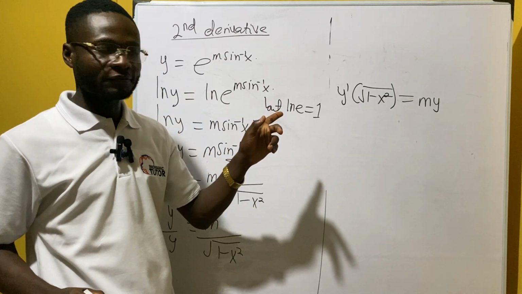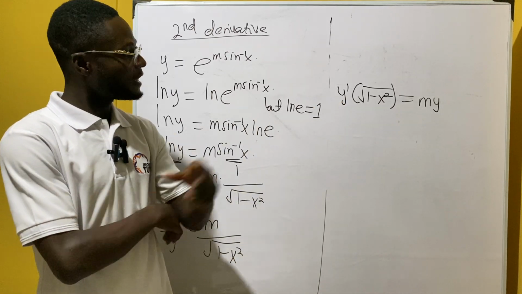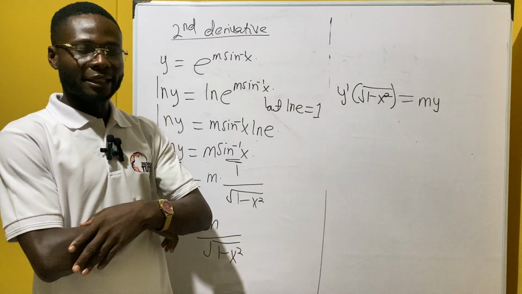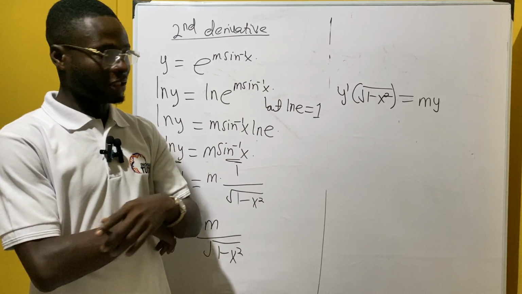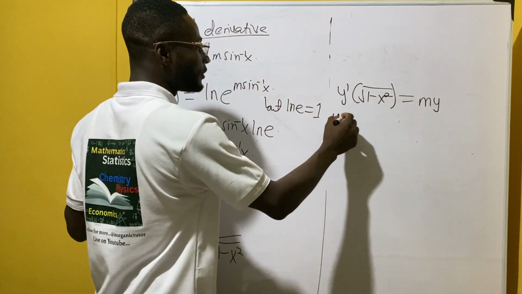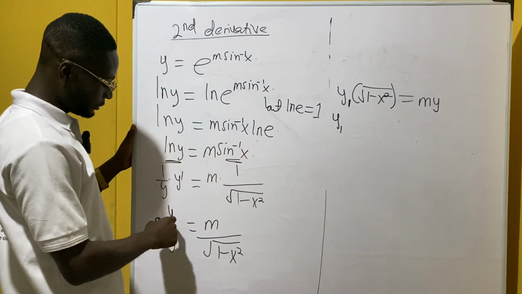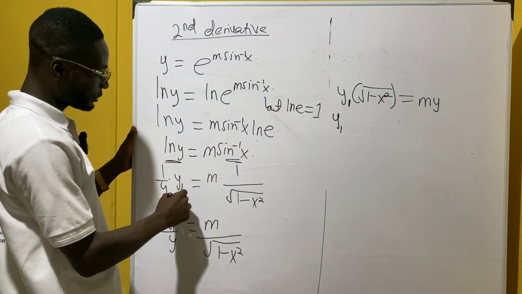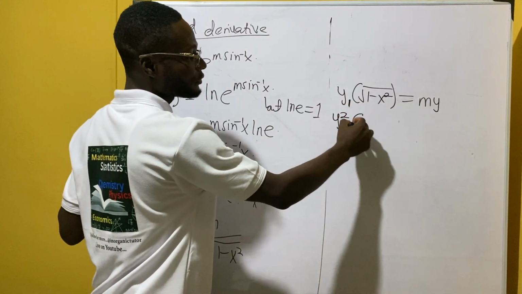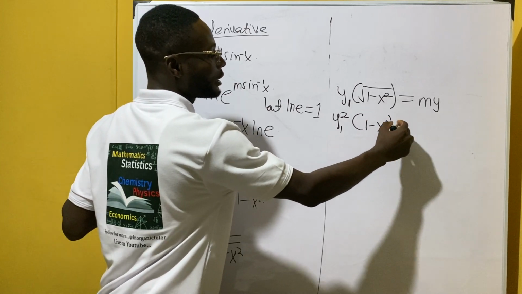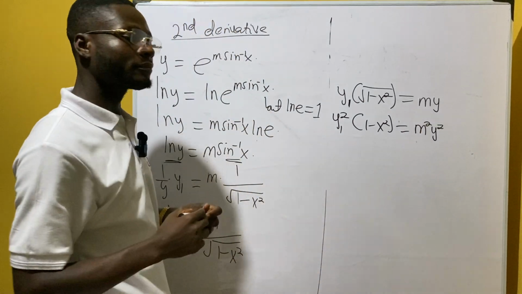We need the second derivative. So what do we do? Let's square both sides so that we avoid the square root sign in there, so that our workings won't be a problem. So we square both sides, and let's use the subscript differentiation notation, so that when we square both sides, we have y1 squared, then 1 minus x squared should be equal to m squared y squared.